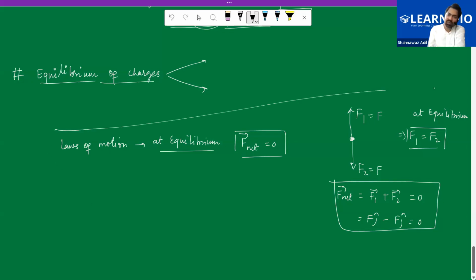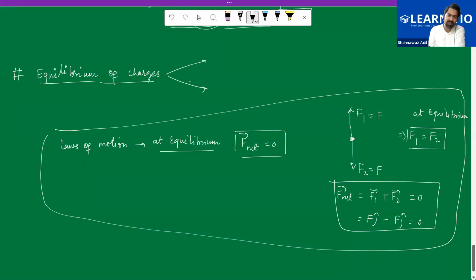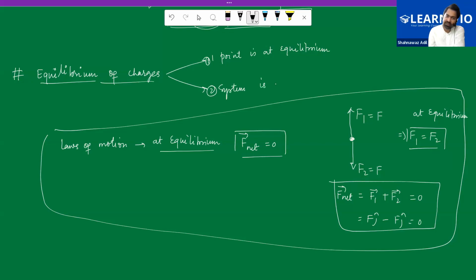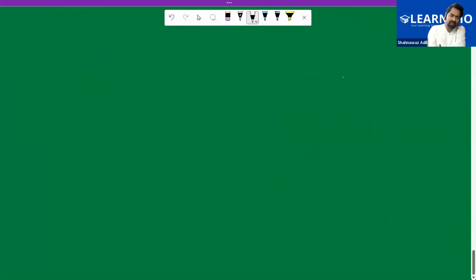Similarly, we have equilibrium of charges, right? So equilibrium of charges, there are two points. One is that one point is at equilibrium. And the second point is that the system is at equilibrium. These things we have learned in CBSE 12, right? So we'll talk about these two things extensively, explicitly. So first case is that one point is at equilibrium.